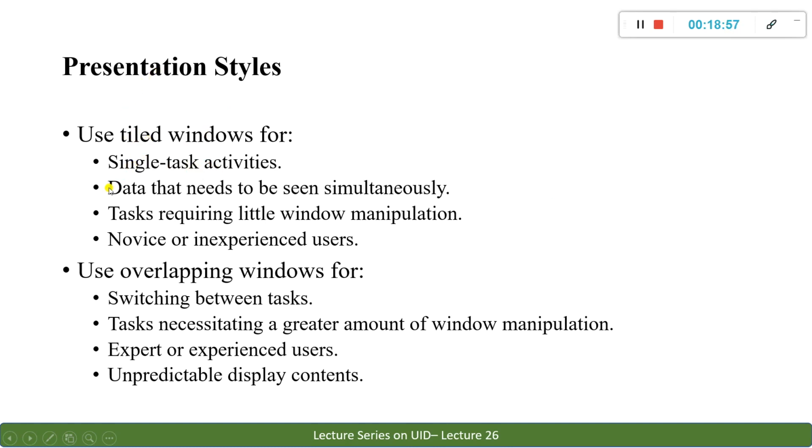presentation style. If you need the data to be displayed simultaneously, all the data must be displayed, like newspapers. A newspaper displays almost all the data on the main page. If you have that kind of data to be displayed, even then it is better that you choose a tiled presentation style. Next, for tasks requiring little window manipulation, if there is no window manipulation or very small window manipulation, you can make use of a tiled window and you need not go for an overlapping window.